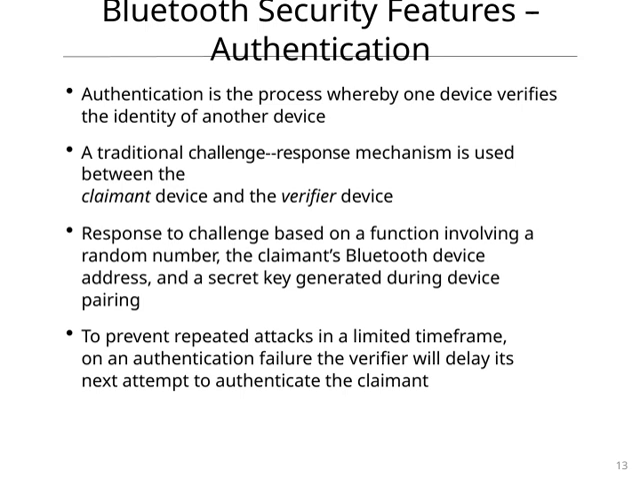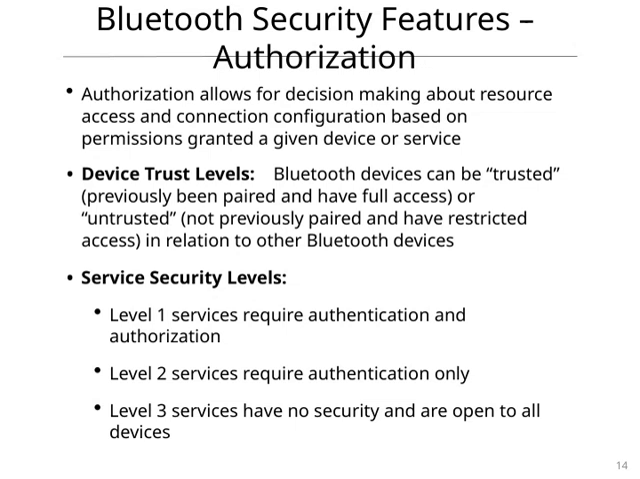Overall, these authentication features are vital for maintaining secure, trusted connections in Bluetooth communications, ensuring that only legitimate devices can connect. Let's talk about Bluetooth security features, starting with authorization. Authorization is really about making decisions on whether a device can access certain resources or establish a connection, based on the permissions it has been granted. It's a way to ensure that only trusted devices can connect or access sensitive data.